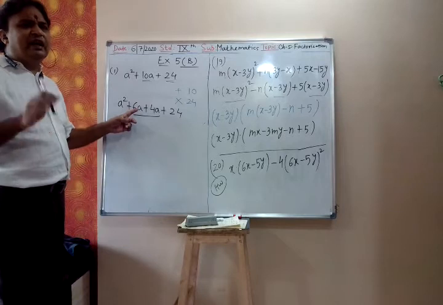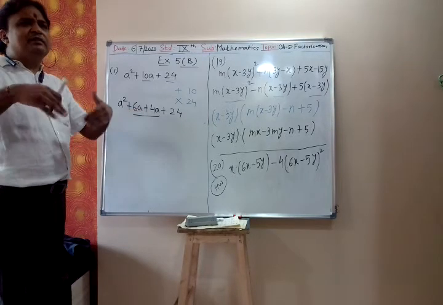How are we adding this? 6 plus 4, 10a. Variables you will not multiply.